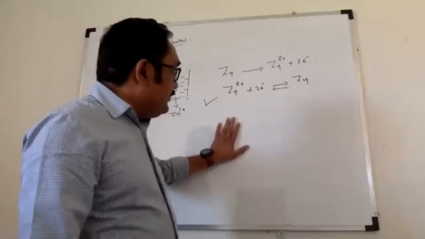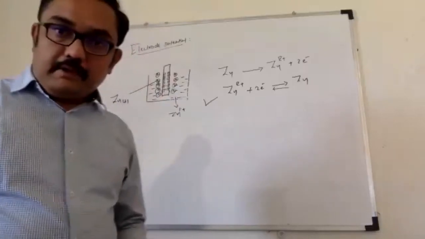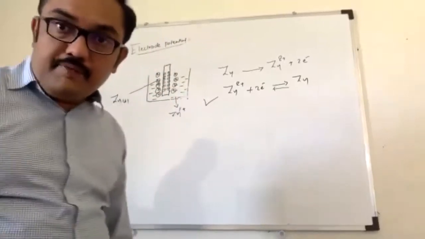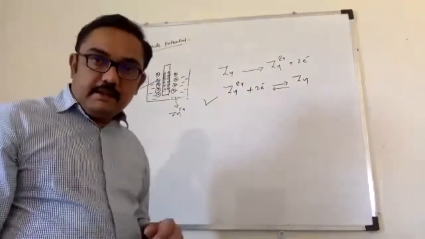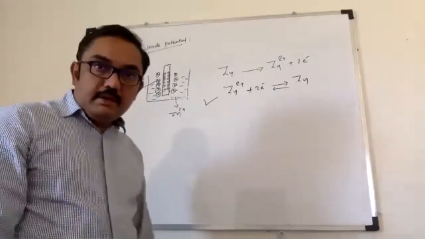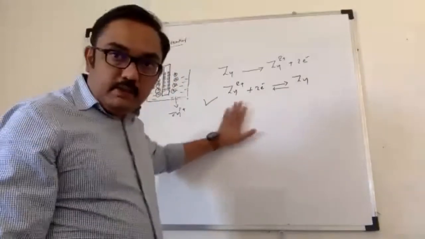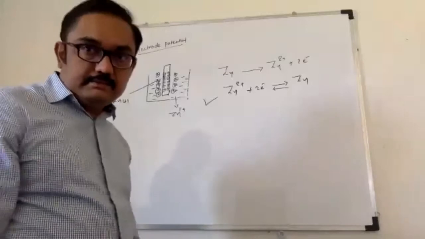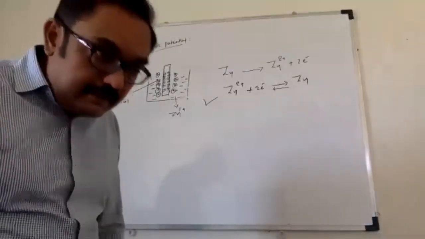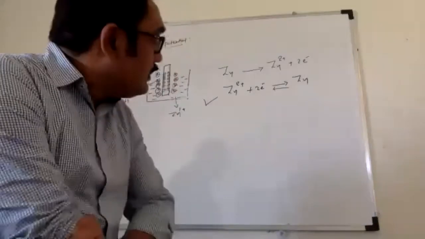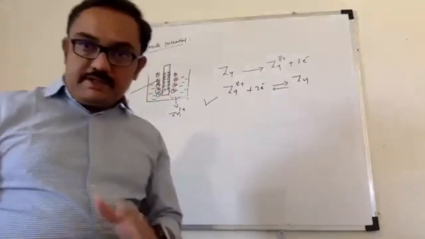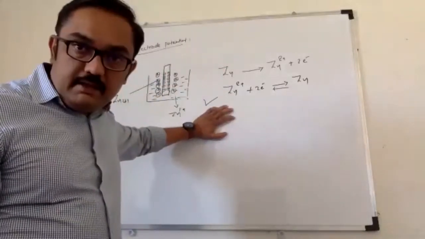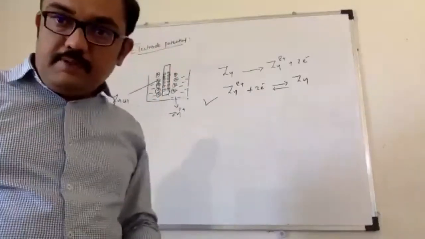Let's say the equilibrium lies towards the left side, the point of equilibrium lies towards the reactant side. So what I mean to say by this is that more oxidation is happening. In this case, the extent of the backward reaction is more than the extent of the forward reaction.